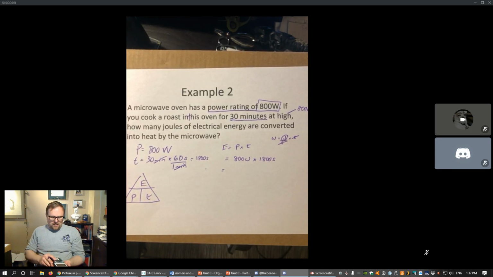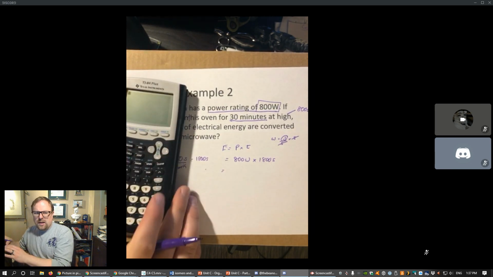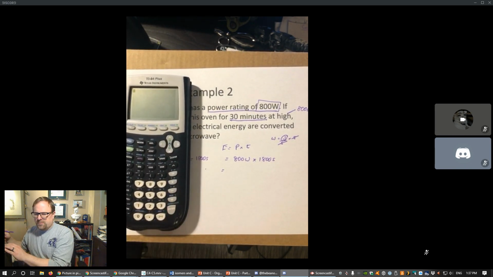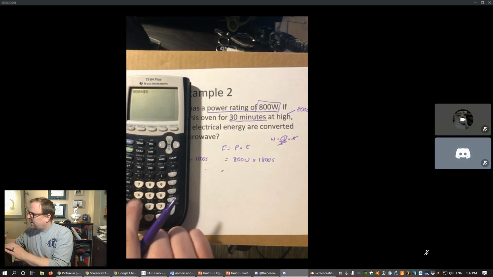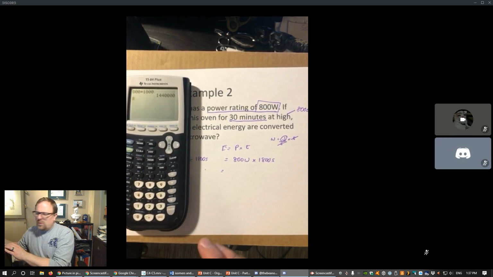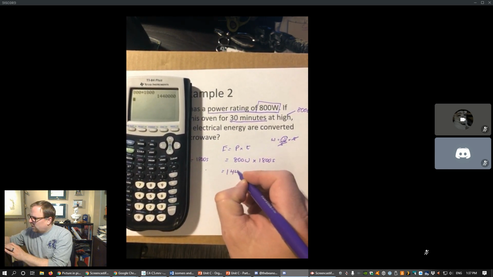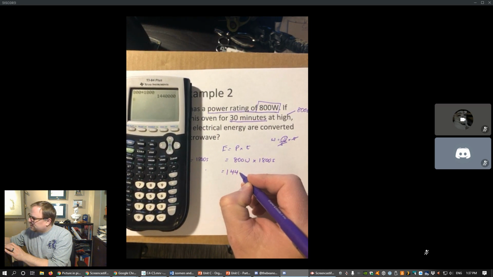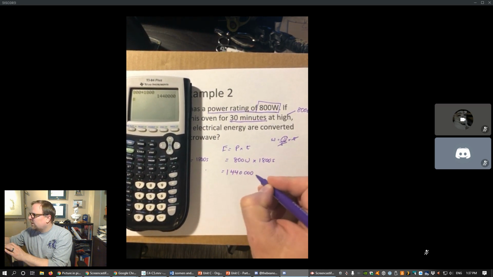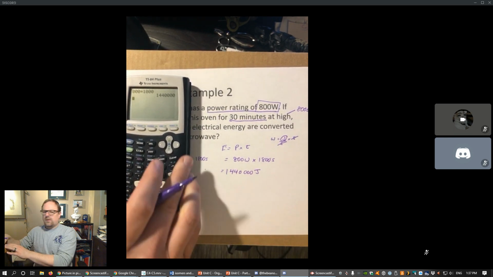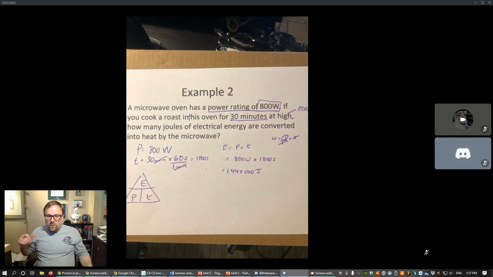Then you grab your calculator. Now we're going to end up with a large number here. And I'm using a graphing calculator, which means it's probably going to pop up in scientific notation. No, it didn't. Perfect. So now the number that we're given is 144, and then 4 zeros after that. So 1, 2, 3, 4, and then that's going to be joules. Okay. So 1,440,000 joules is what we ended up with consuming if we operated to cook a roast in a microwave.